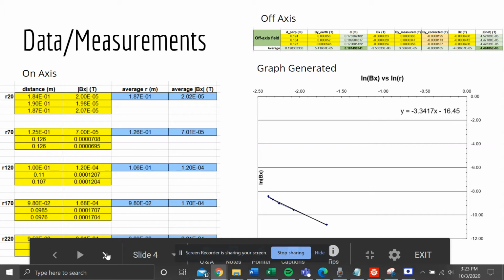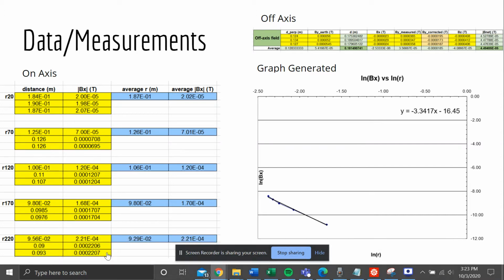This is the data that I collected and the graph that was generated from that data. As seen by the graph, the natural log of the x component of the magnetic field and the natural log of the distance were negatively related.